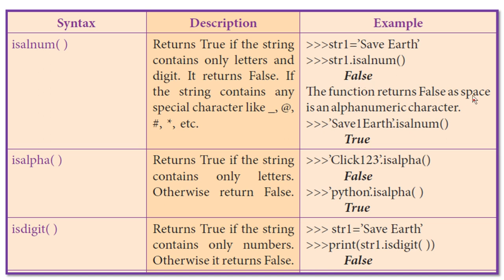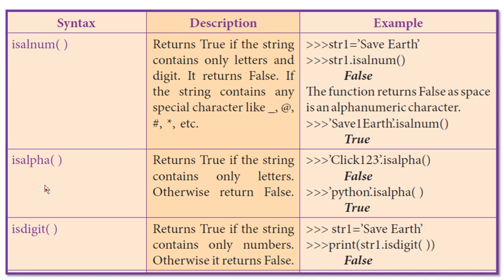The function returns false as space is not an alphanumeric character. "Saveearth1", here there is no space. "Save" is alphabetic, "earth" is also alphabetic, 1 is numeric. So alphanumeric is true, so it returns the value true.